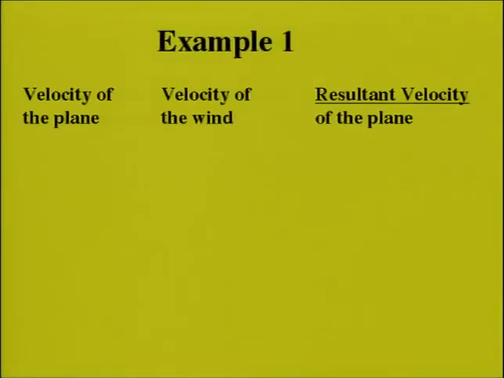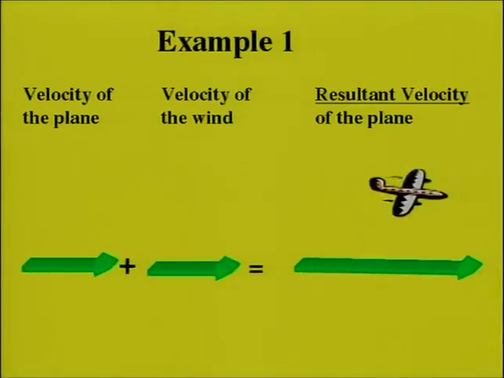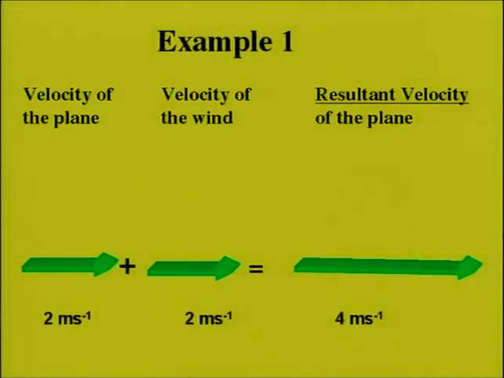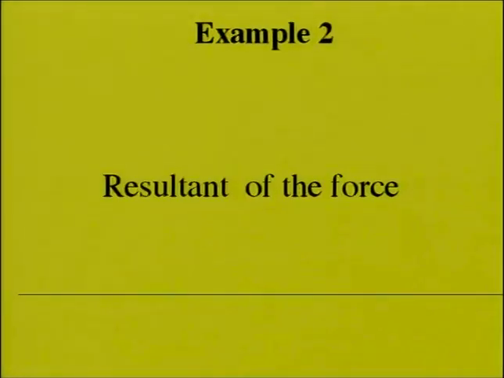Now, have a look at this again. This is the velocity of the plane, and then you have the velocity of the wind. The resultant velocity of the plane will be 4 meters per second to the left. Now on to the next example. This time, a force.